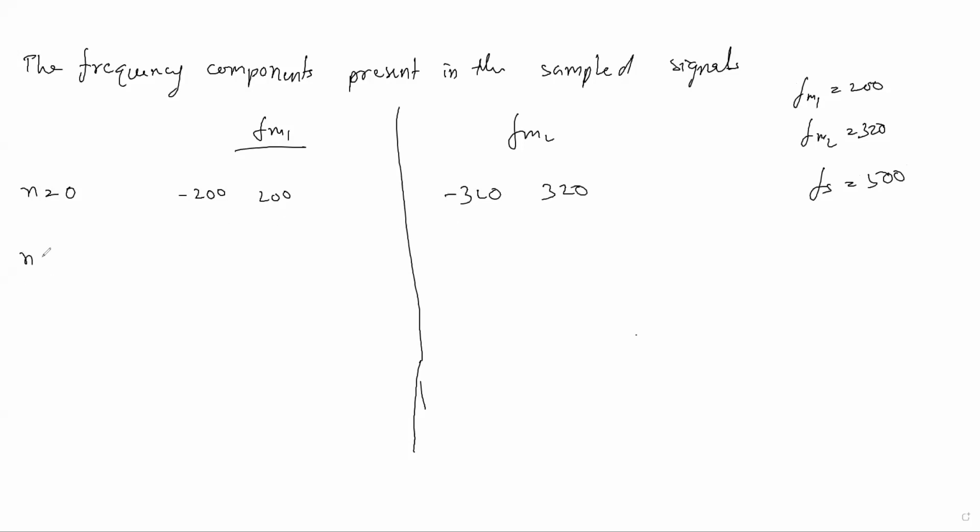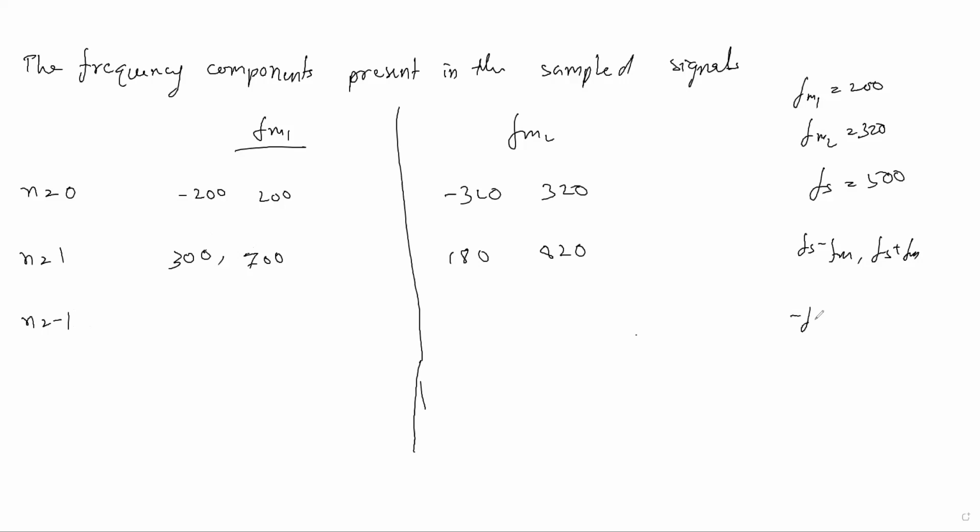For n equal to 1, we have fs minus fm and fs plus fm. So 500 minus 200 is 300, and 500 plus 200 is 700. Like 500 minus 320 is 180, and 500 plus 320 is 820. If n equal to minus 1, what are the values?